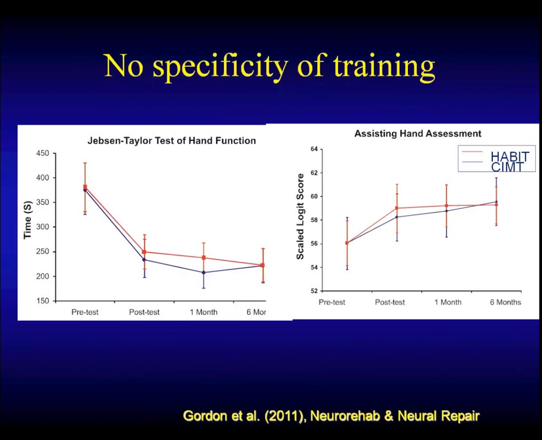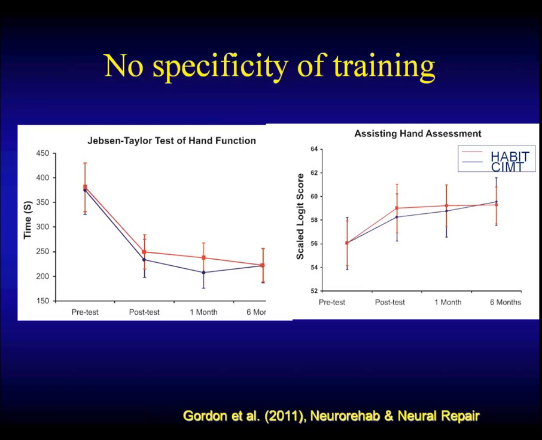Basically, red is the constraint group, blue is the HABIT group, and you see very similar improvements that are maintained over the 6 months that we follow these groups of children. So both approaches result in statistically similar improvements in unimanual function of the affected hand. Bimanually, you can see that the Assisting Hand Assessment scores also improve similarly and are maintained over the 6 months that we follow them.